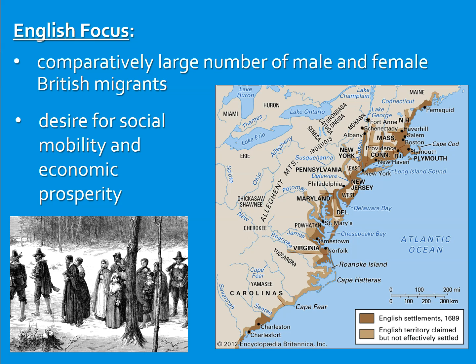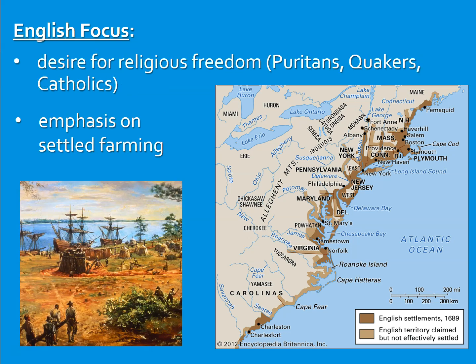And one of the reasons they were coming over was this desire for some sort of social mobility, some sort of economic prosperity, opportunities that just were closed for them back in England for a variety of reasons. Another reason we're going to see a lot of English come over and settle on the eastern seaboard is religious freedom. Now, that could mean that you were a Puritan and you didn't like the Church of England. You thought it had too many Catholic elements or something. You don't like it. So you want to purify the church.